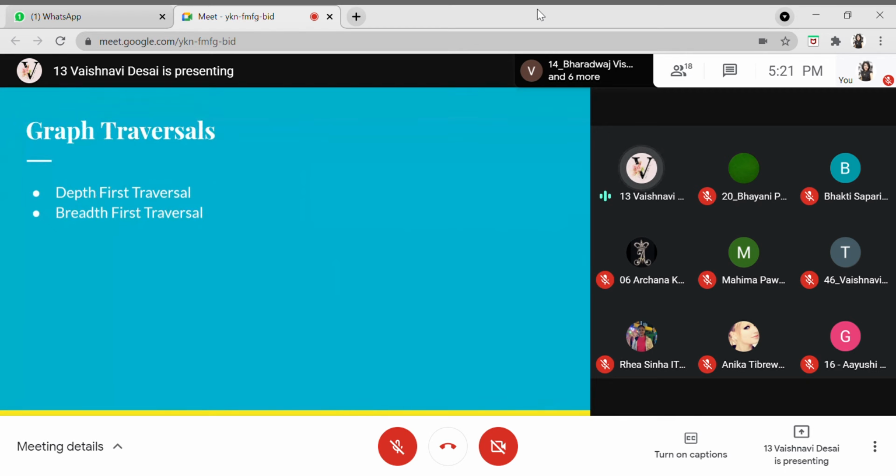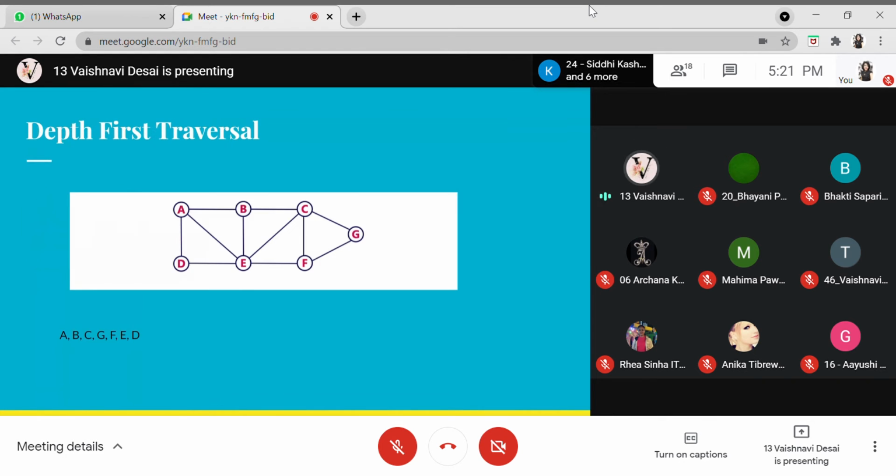Now let's go to graph traversals. The graph only has two traversals, that is the depth first traversal and the breadth first traversal. In the depth first traversal, we will first be traveling the depth of a graph, and in the breadth first traversal, we'll be traveling the breadth of a graph. At first glance, you don't really understand what is the depth and what is the breadth in the graph, but we'll be taking a look at this.